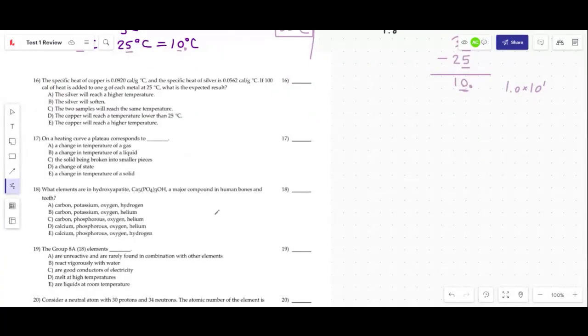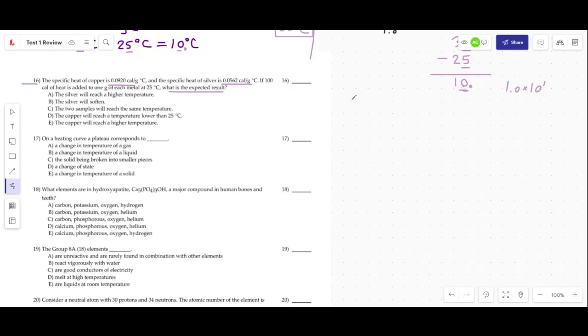Now it says the specific heat of copper is 0.0920 calories per gram degree Celsius. This is number 16. And the specific heat of silver is 0.0562 calories per gram degree Celsius. So there are two different substances. Copper has this specific heat, silver has this specific heat. If 100 calories of heat is added to 1 gram of each metal, what is the expected result?